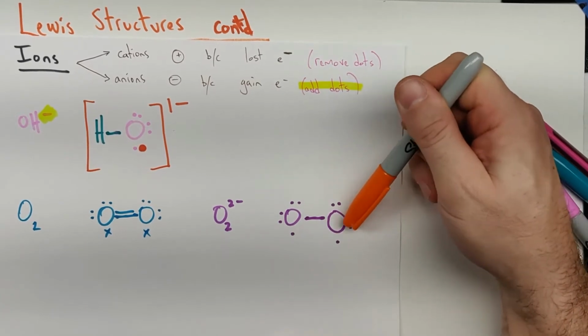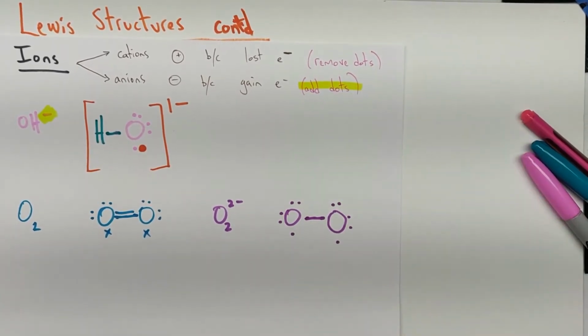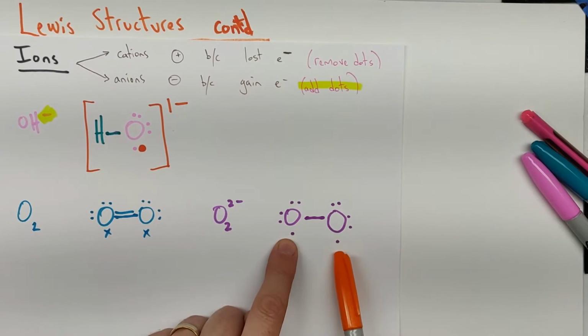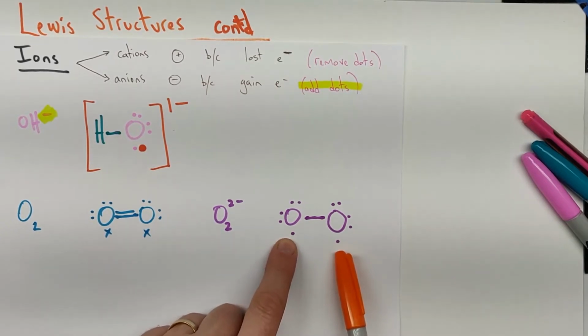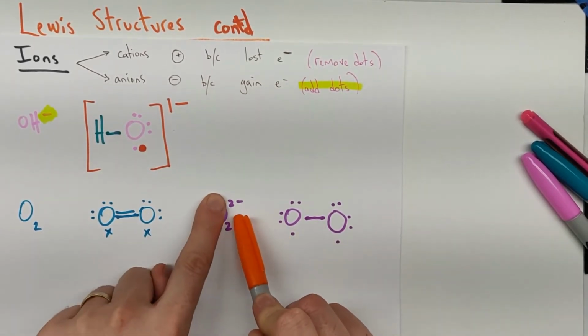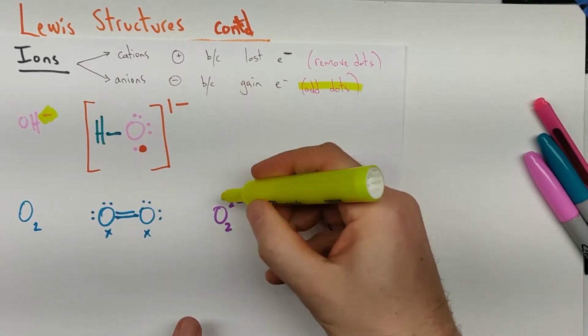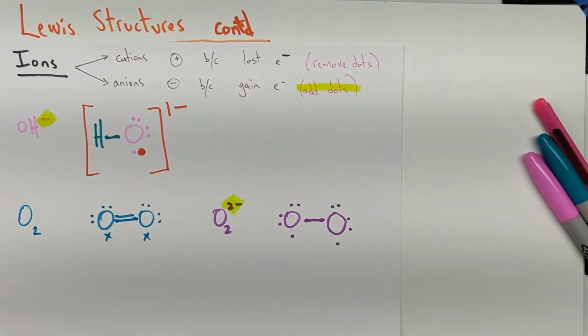1, 2, 3, 4, 5, 6, 7. And that's not 8. We don't connect these 2 potential bonding locations, though, because we've got to add some electrons right there, and so I'll highlight that. We need to add, in fact, 2 electrons to this.